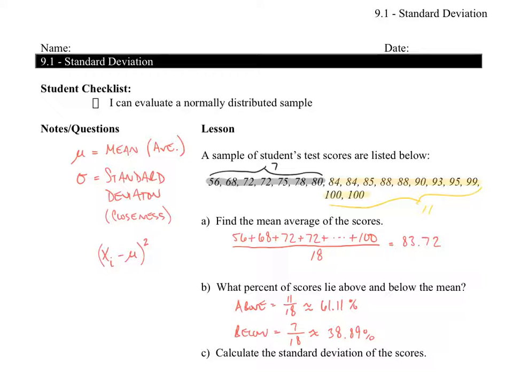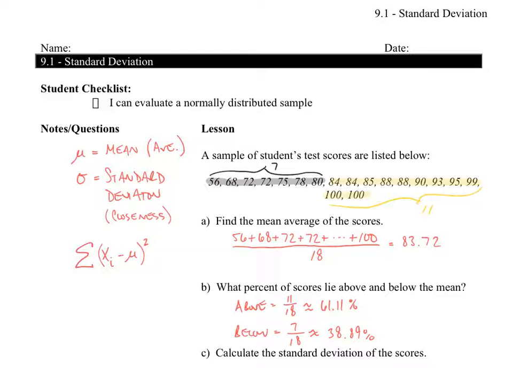So for example, I would take this number 80. 80 minus 83.72, and then I would square that number. And I would do the same thing with 84 and 78 and 100 two different times, and 99 and all of these numbers, and I would add all of those together. So we'll use an uppercase sigma, if you will.